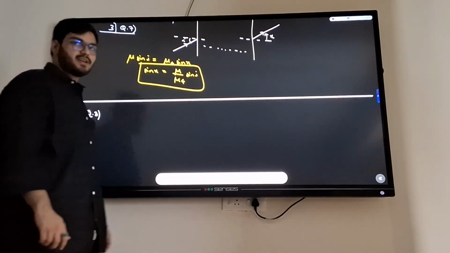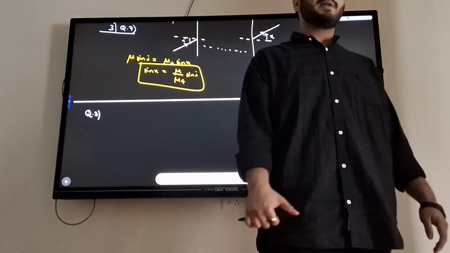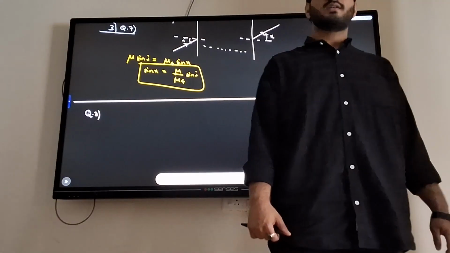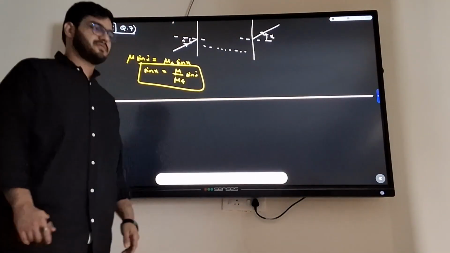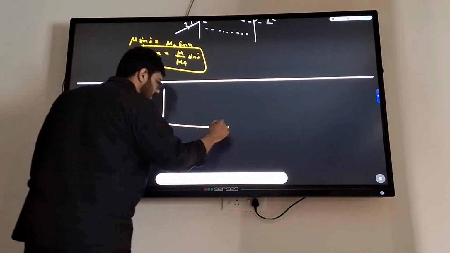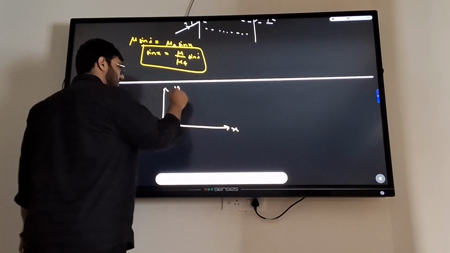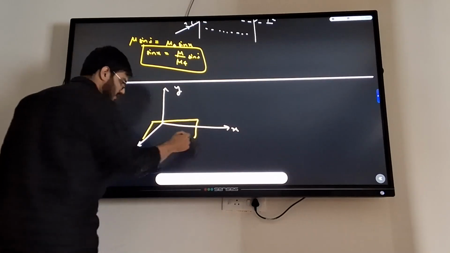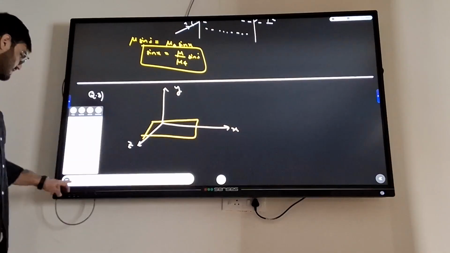In question number 8, it is mentioned that you have an XZ plane, and the XZ plane acts like a boundary between the two mediums. It's separating two mediums, mu1 and mu2 are the refractive indices. So let me make the coordinate axis something like this: x, y, z. And can you imagine this XZ plane is a boundary? So let me make it much better.